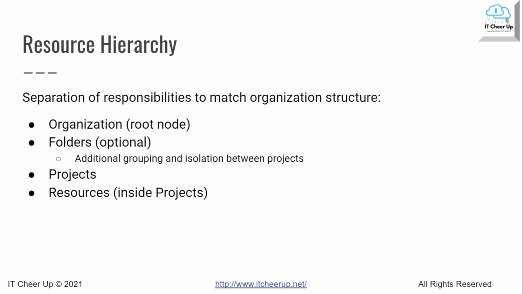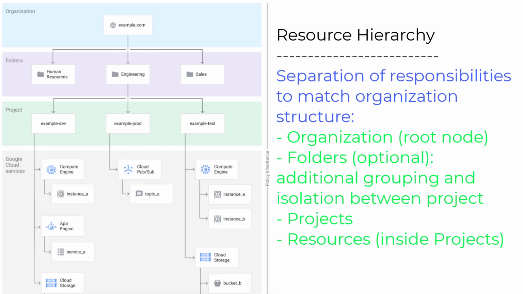GCP resources are organized hierarchically. In this sample resource hierarchy, the organization node is the root node. The projects are the children of the organization, and the other resources are the children of the projects. Each resource has exactly one parent. The folders level is optional, for additional grouping and isolation between the projects.